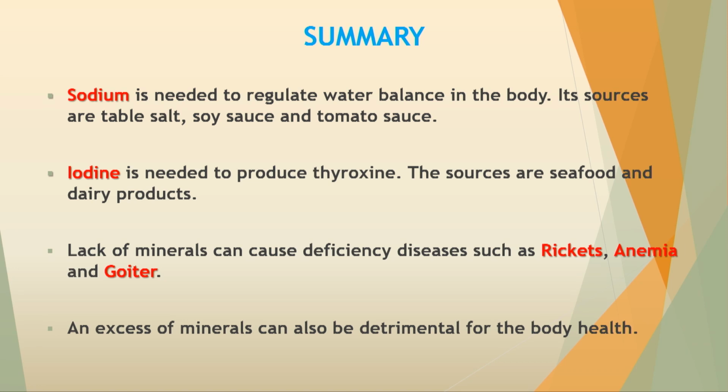Iodine is needed to produce thyroxine. The sources are seafood and dairy products. Lack of minerals can cause deficiency disease such as rickets, anemia, and goiter. An excess of minerals can also be detrimental for the body health.